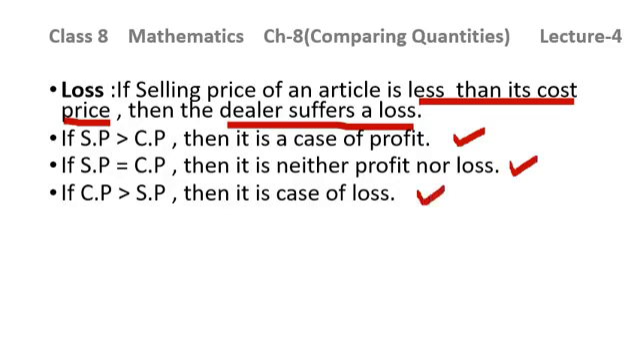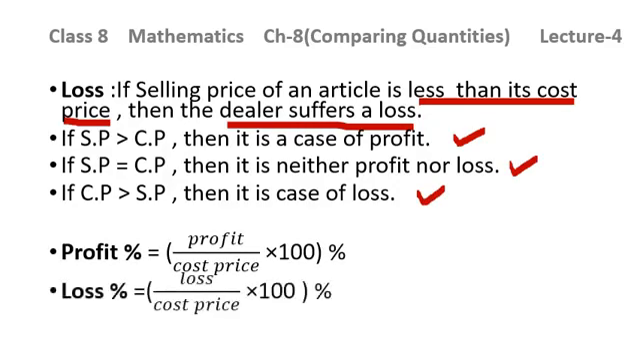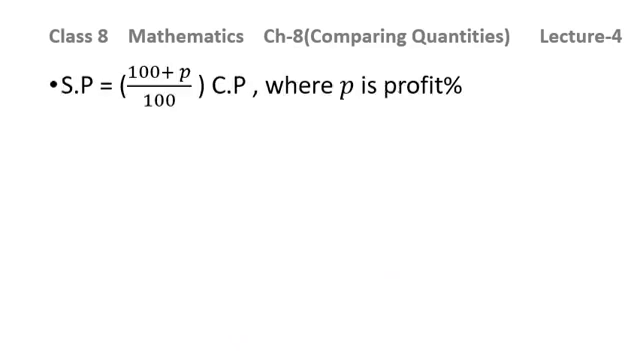Simple as this. Then we have learned the formula of profit percent and loss percent. As it was told earlier also, profit percent and loss percent are always calculated on the cost price, and the formula will be profit over cost price into 100% in case of profit percent, and in case of loss percent it will be loss over CP into 100%. Simple as this.